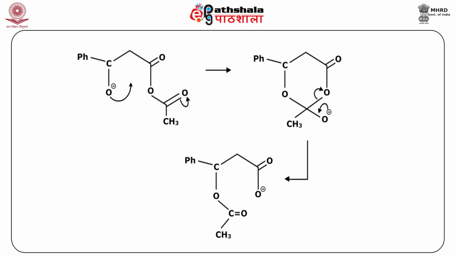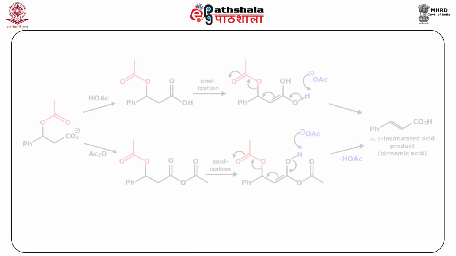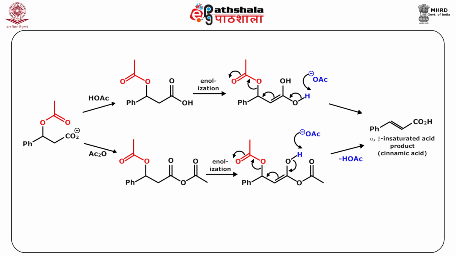And this results in carboxylate ion at one end and the acylated hydroxyl at the other end, as you can see here. So, this intramolecular mechanism is happening. The next step, what happens is the acetic acid is eliminated, giving rise to cinnamic acid, which is an alpha beta unsaturated acid. Acetate is a better leaving group than hydroxide, and hence this step is much more favorable than the usual dehydration at the end of the aldol condensation.